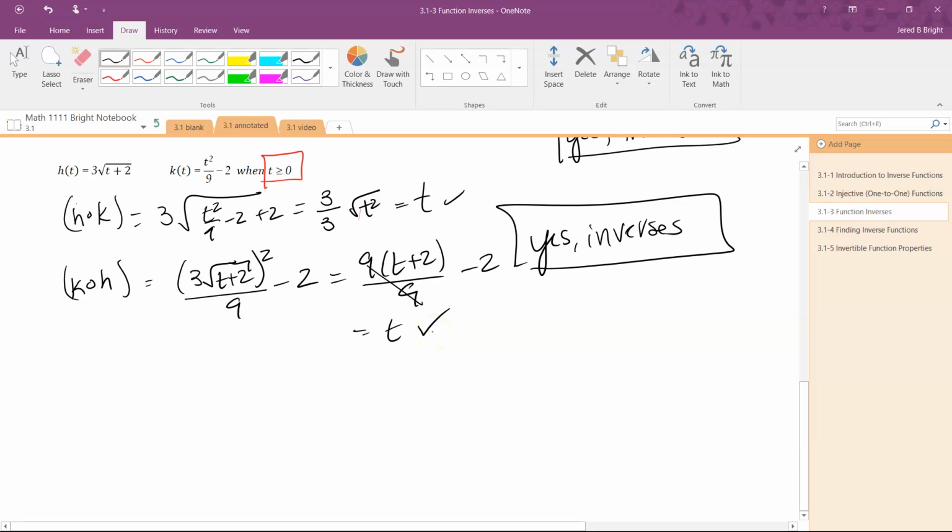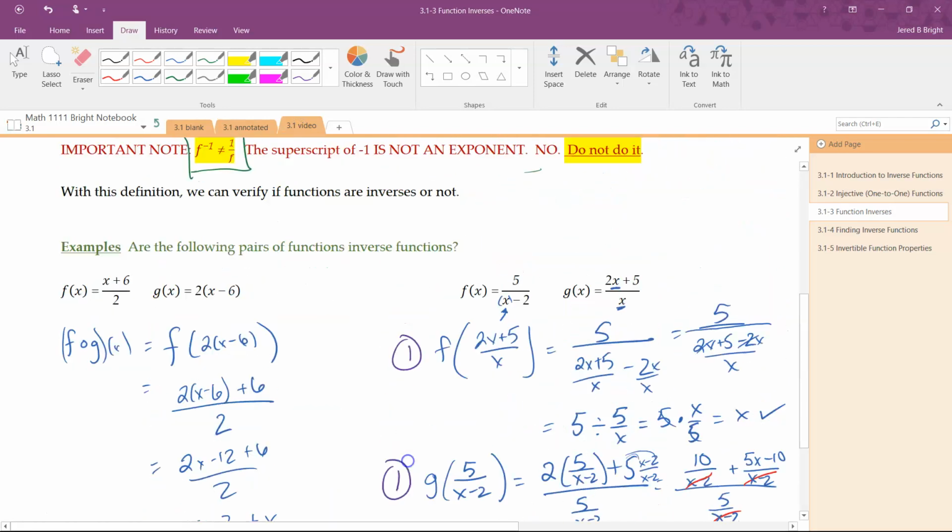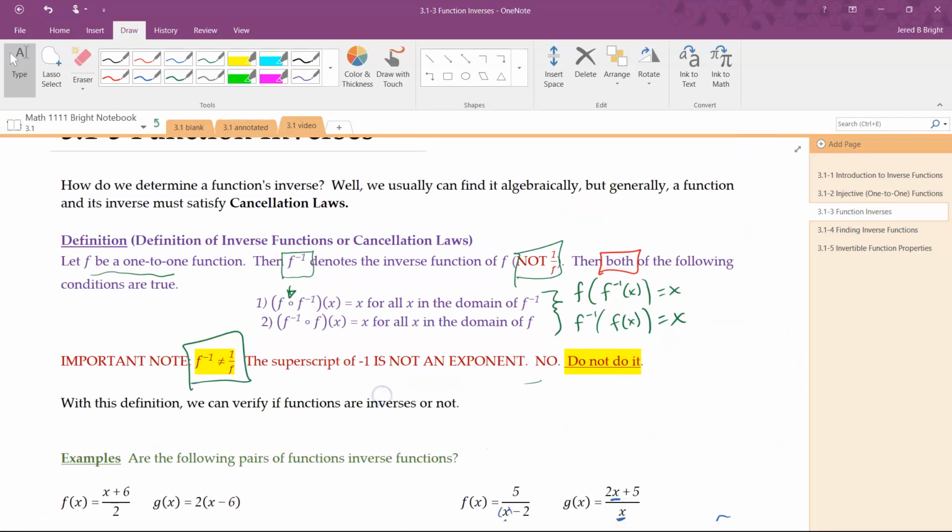So the punchline here is, for inverse functions, if they are inverses, they need to satisfy the cancellation laws.